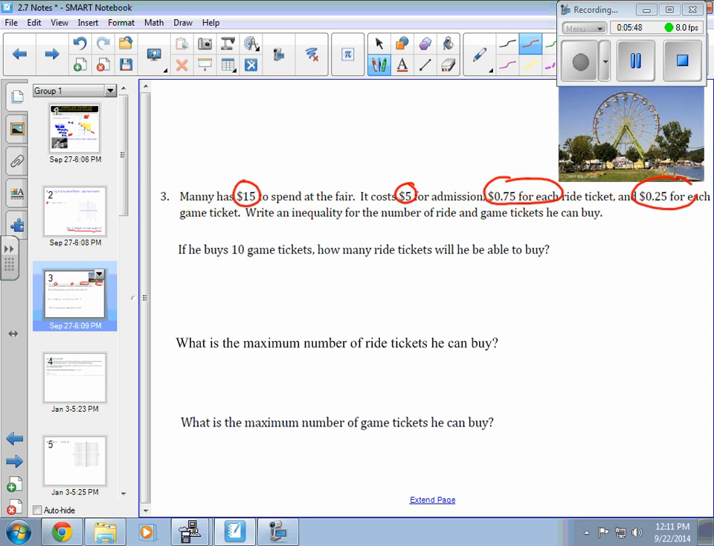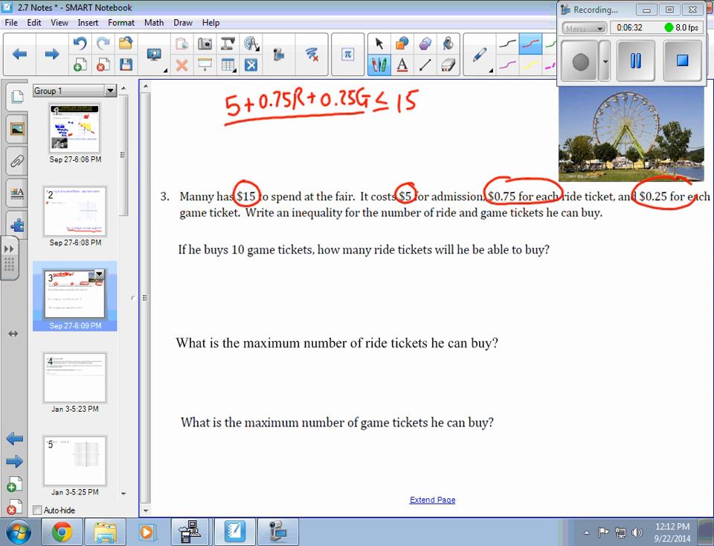So we want to come up with some kind of inequality here to describe this one. We know his total is $15, so that's going to go on one side. Now everything else that he spends in this case should be less than or equal to that. Manny can't spend more than what he has. So now we need to figure out, well, what's going to go over here? It costs him $5 to get in. He's going to have to pay that no matter what. Plus 75 cents for each ride. Now we don't know how many rides he's going on, so this is where you'd pick a variable. Let's use R for rides. Plus, he may play some games. Those are 25 cents each. So 25 cents for each game. And let's use G for games.